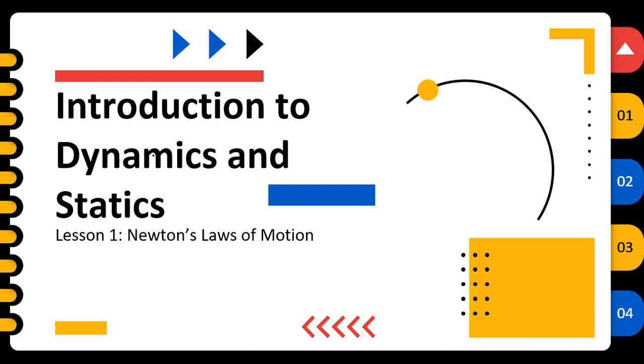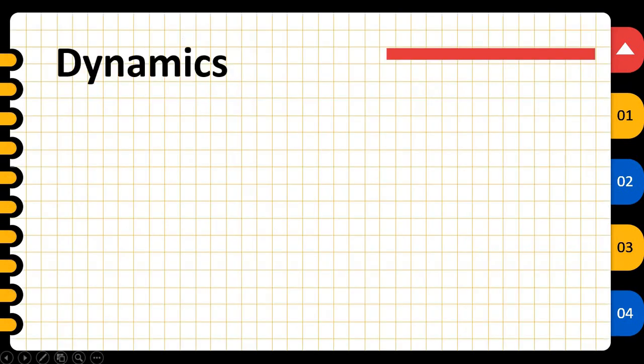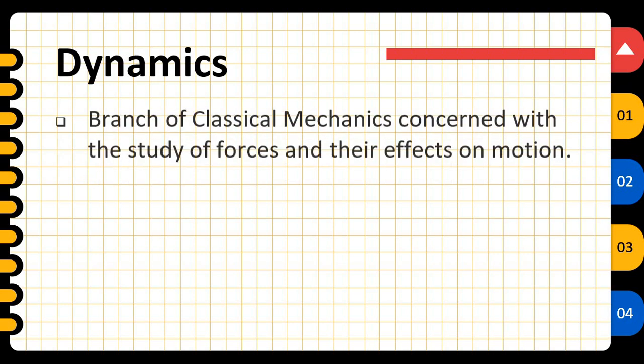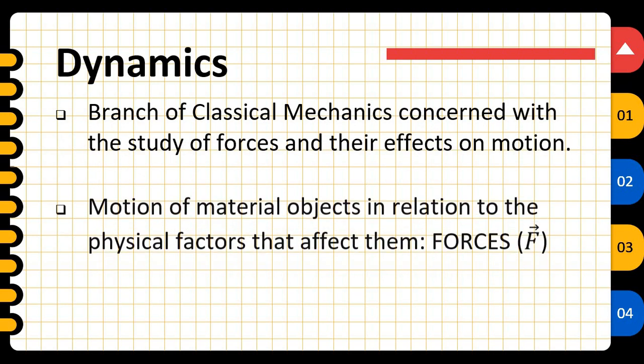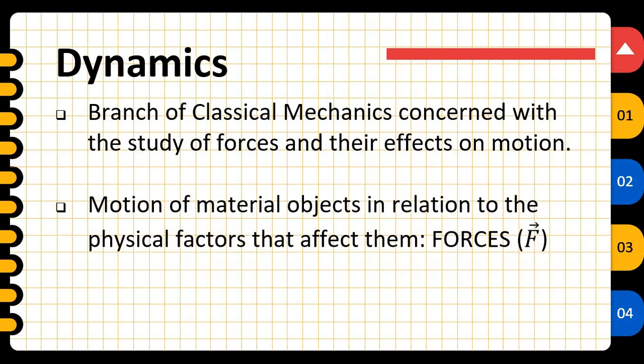So without further ado, let's try to identify first the word dynamics. So dynamics, according to our description written on the slide, is a branch of classical mechanics concerned with the study of forces and their effects on motion. Aside from that, it also deals with the motion of material objects in relation to the physical factors that affect them. Like for instance, how do forces affect the motion of, or the changes in motion of, our object of interest?